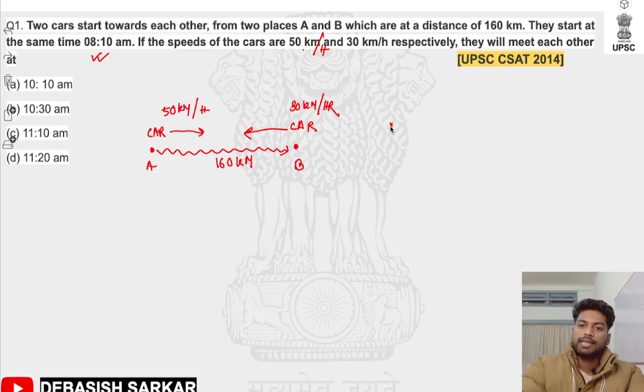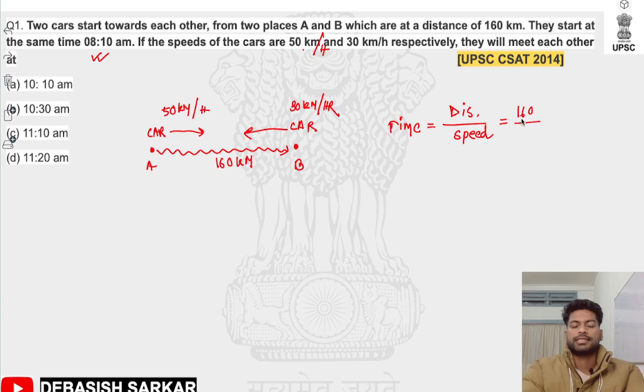So what is the formula of time when they will meet? Time's formula is distance upon speed. We have the distance of 160. Now tell me what is the speed. Whenever two objects are coming towards each other from opposite directions, their speeds are added, which we call relative speed. But whenever two objects are going in the same direction, one faster and one slower, the relative speed will be subtracted.